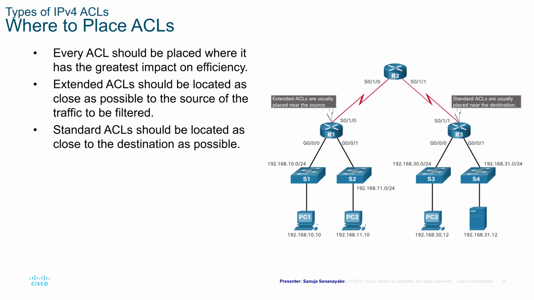Extended ACLs should be located as close as possible to the source of the traffic to be filtered, while the standard ACL should be located as close to the destination as possible. This is a super important concept. Everybody should understand where you should place the extended and standard ACLs.